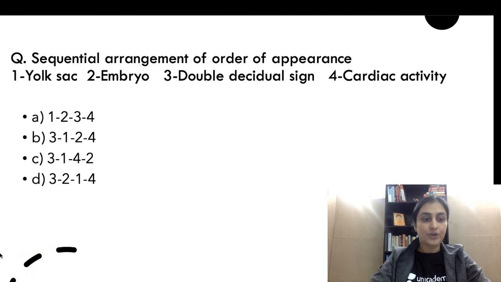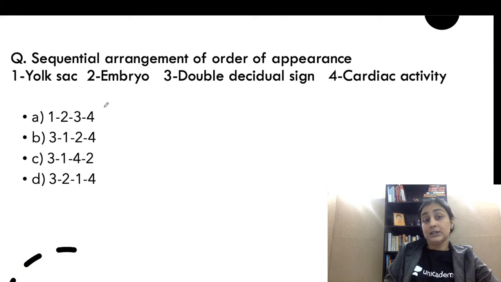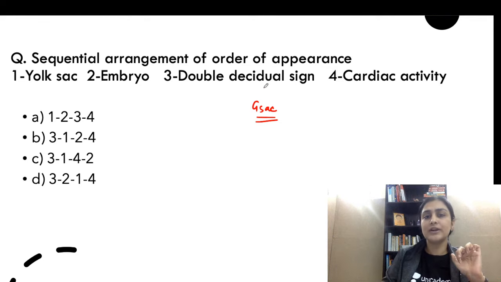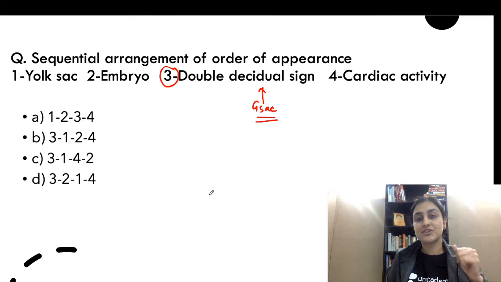In order of appearance, remember, the very first thing, which is not even in the options, is the Gsac. And what I have indirectly asked you is what the signs of Gsac appearance are. I'll be talking about this, but there are two signs of Gsac: one is the intradecidual sign and the other is called the double decidual sign. So here, number 3 is indirectly pointing you towards a gestational sac.